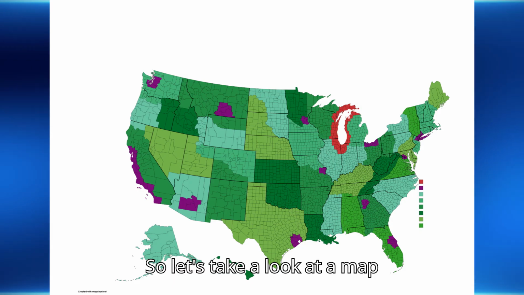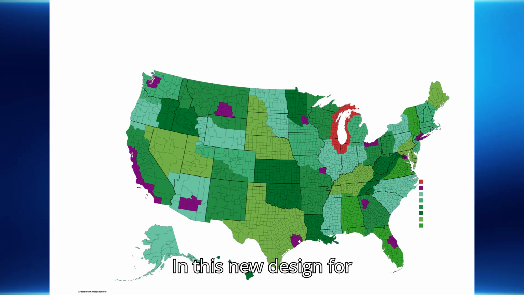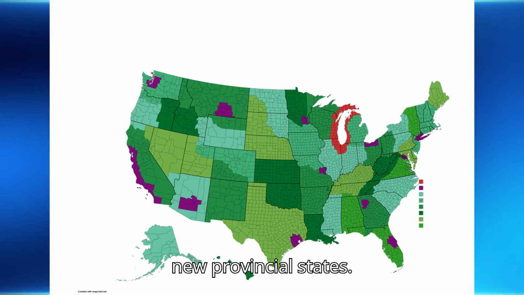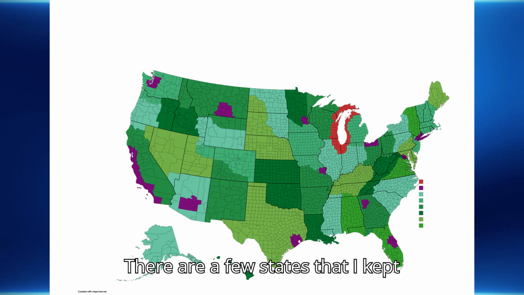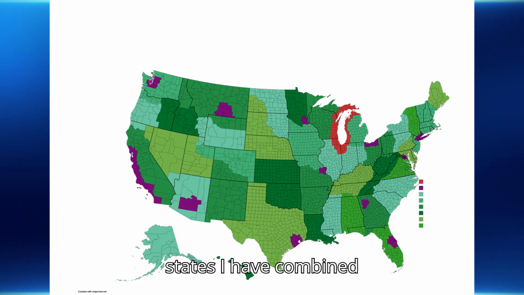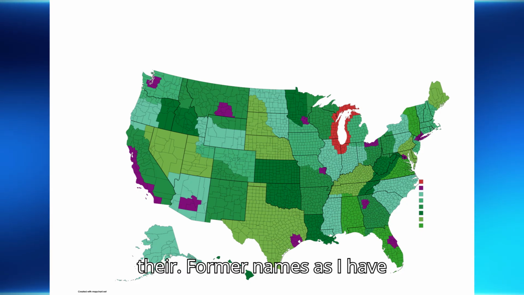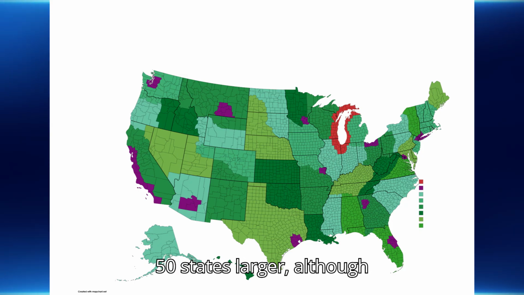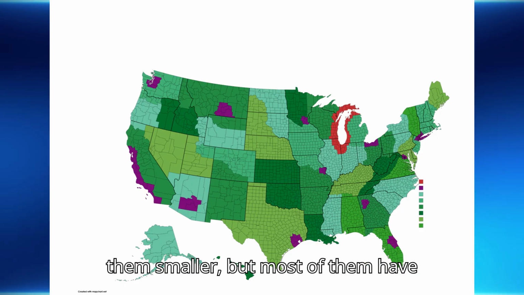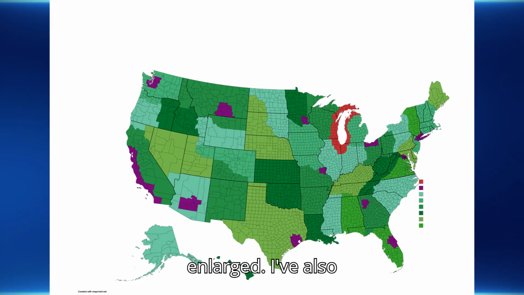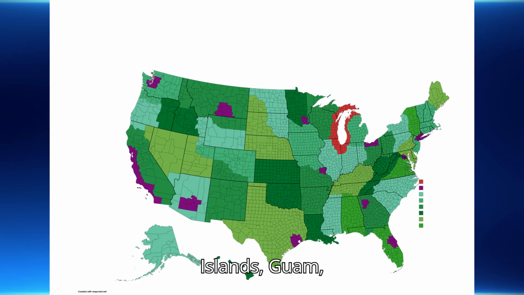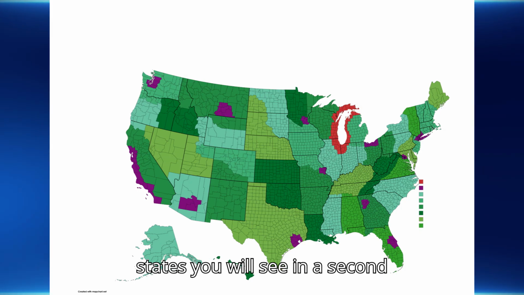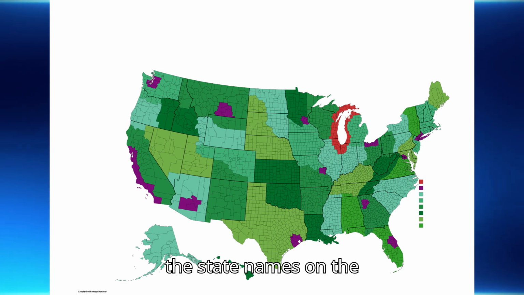So let's take a look at a map of the new provincial states. In this new design for America, we're going to have 43 new provincial states. There are a few states that I kept the original name. Most of the states I have combined their former names as I have combined those states. As you can see, I generally made our 50 states larger, although there are a few of them that I have made smaller, but most of them have enlarged. I've also added Puerto Rico, the Virgin Islands, Guam, the Northern Mariana Islands, and American Samoa, those five as additional states. You will see in a second the state names on the next map.